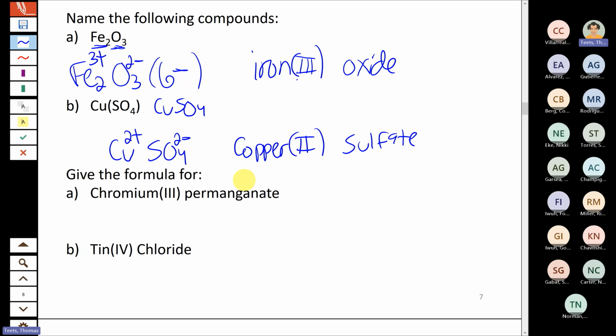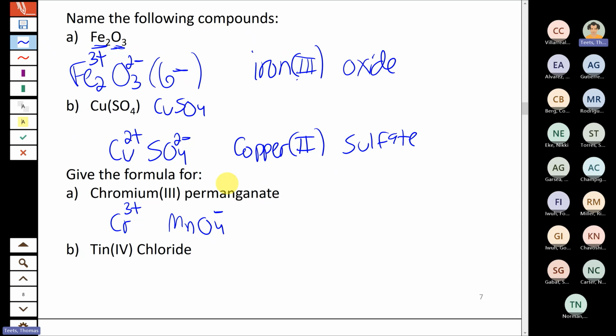So for chromium(III) permanganate, we write the names of the ions out. The 3 tells us that it's chromium 3+, Cr. You have to know the symbol, of course. And then permanganate, this is one of our weirder polyatomic anions, but it has a metal at the center, manganese, which is Mn, 4 oxygens, and a -1 charge. That one's probably the hardest to rationalize for us, but you just have to know it.